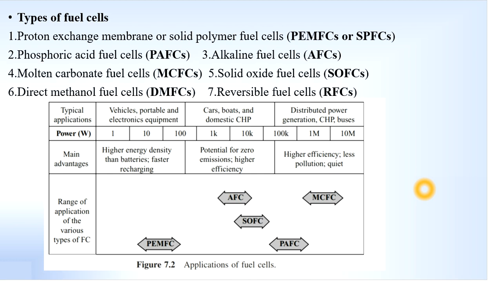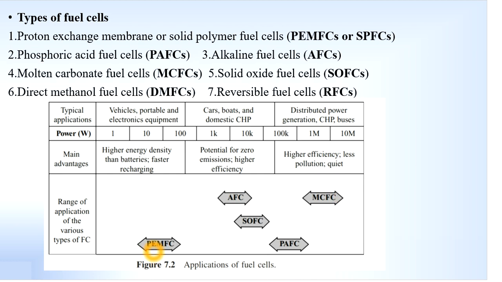So now we will see the different types of fuel cells. Based on the electrolyte type, we can have different types. The first one is proton exchange membrane or solid polymer fuel cells. The second one is phosphoric acid fuel cell. The third one is alkaline fuel cells. And we have molten carbonate fuel cell, solid oxide fuel cell, and even direct methanol fuel cell, and also reversible fuel cells.